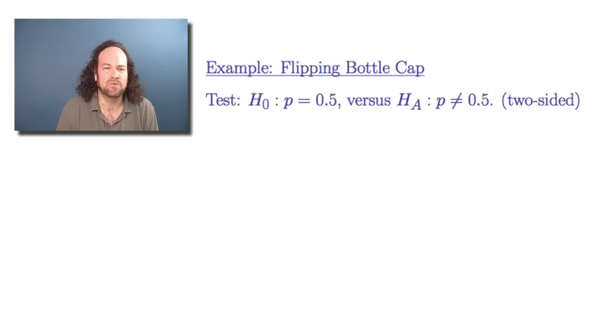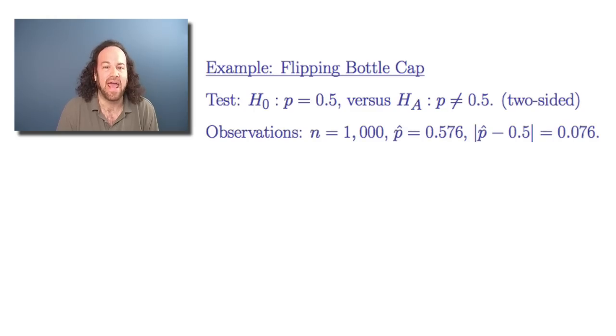Well, we first recorded our observations, which said we had 1,000 flips and our estimated fraction of the time we got red was 0.576. And in particular, that meant that the difference between the observed fraction and the hypothesized fraction for the null hypothesis was 0.576 minus 0.5, or 0.076. And then we want to know, is that value so large that we can reject the null hypothesis?